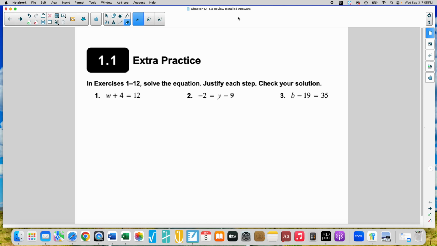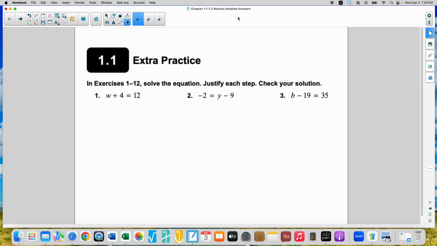Welcome to the first chapter review. We are only doing sections 1.1 to 1.3. We have a quiz on Monday. This is your review sheet, and these are the types of problems that we can expect to see on the assessment. So let's start it up.